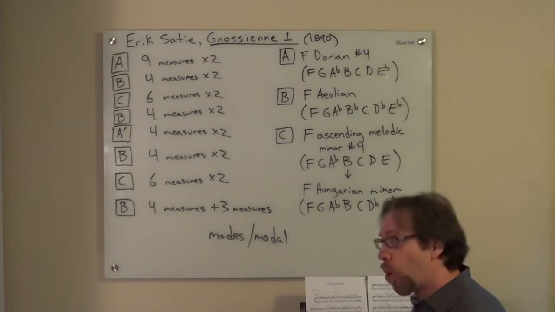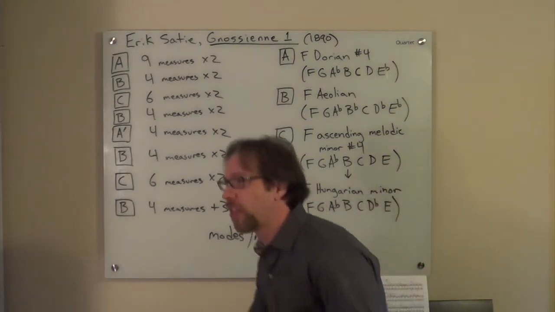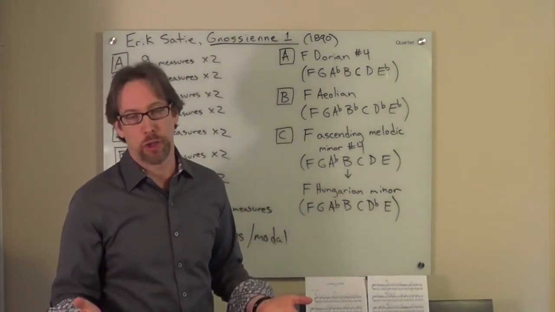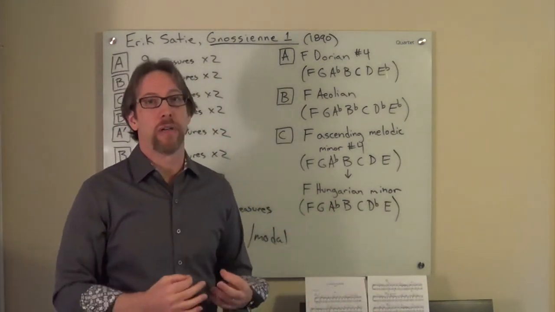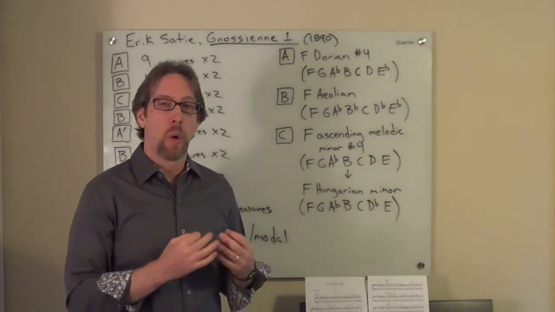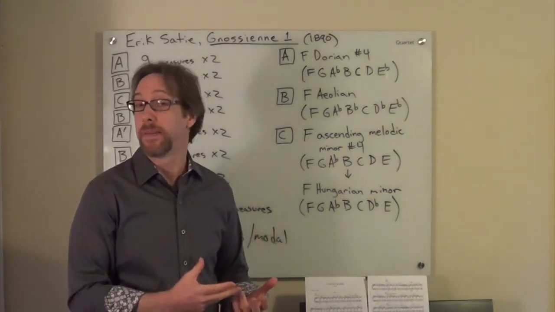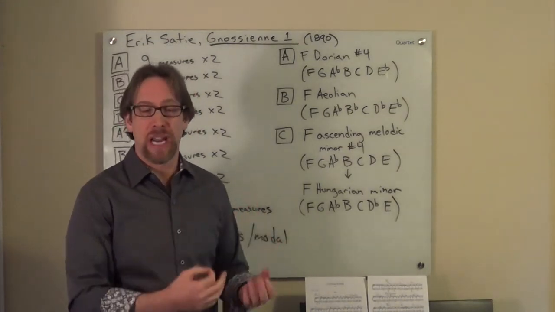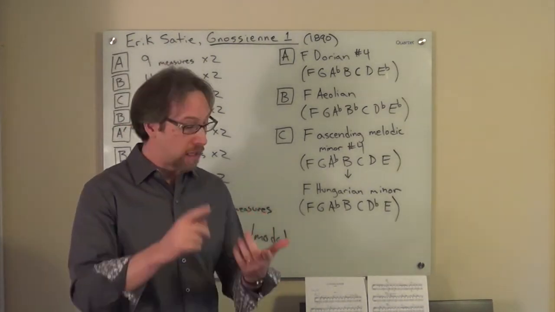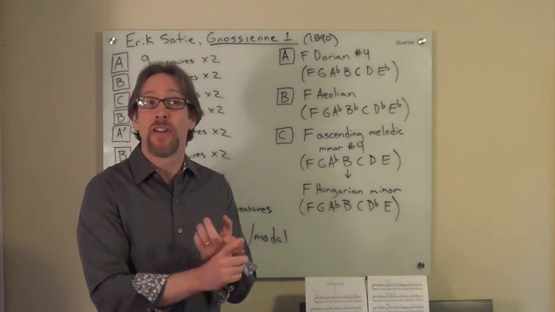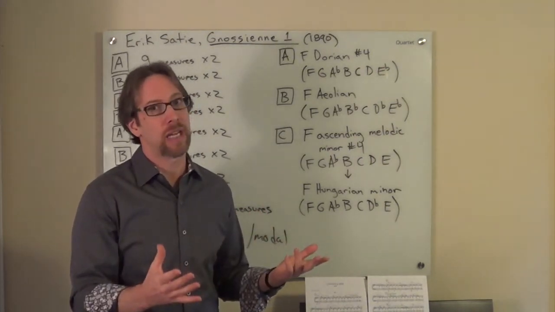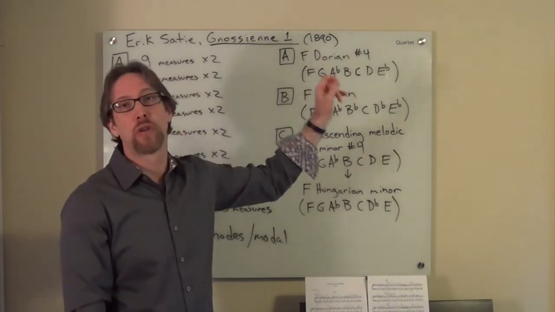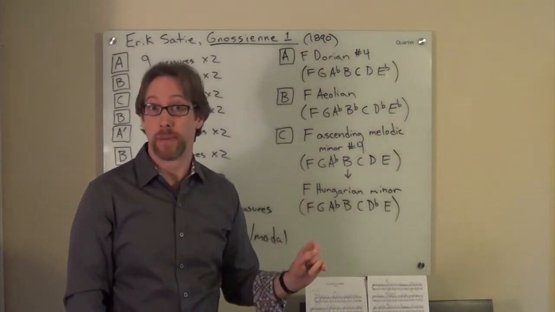Now, the chords alone, there is nothing unusual about that. There's nothing worthy of further explanation. The interest really comes from what Satie does with the melody, because he doesn't just use your standard F minor scale. He doesn't even use the standard F Aeolian scale in this section. He uses what I would call F Dorian sharp 4.